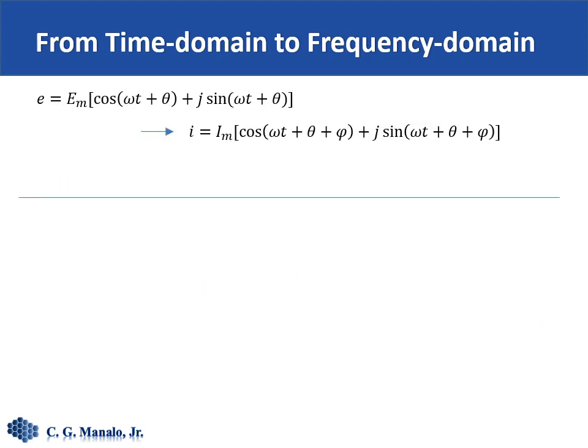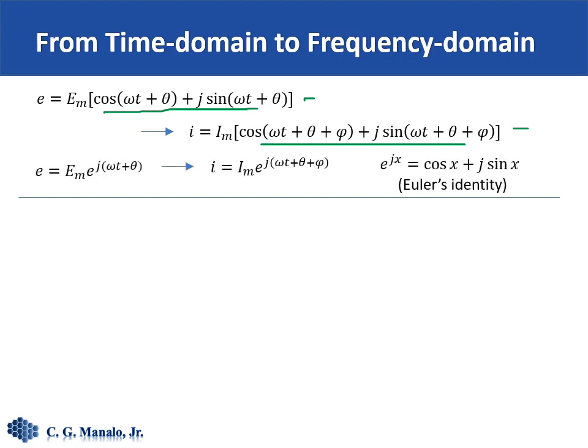Simplifying, that will give us these equations. Recall that from Euler's identity, these expressions can be replaced by complex exponential expressions, and that should give us these much more compact equations.